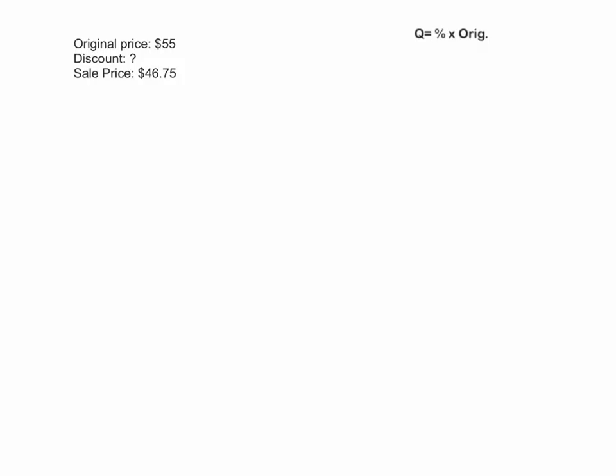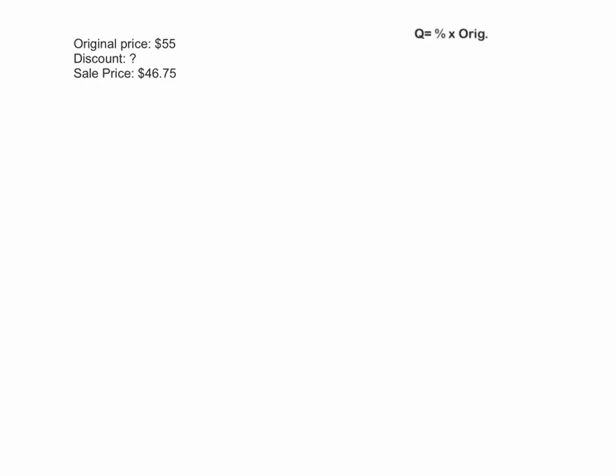Alright, this is problem 10 on the homework, and it gives us the original price of $55, the sale price of $46.75, and it wants us to find the discount. So this is where that equation we talked about earlier really comes in handy, where it's set up like Q equals percent times the original. So using that equation, just plugging in these numbers is going to be really helpful. So here's how it would look.